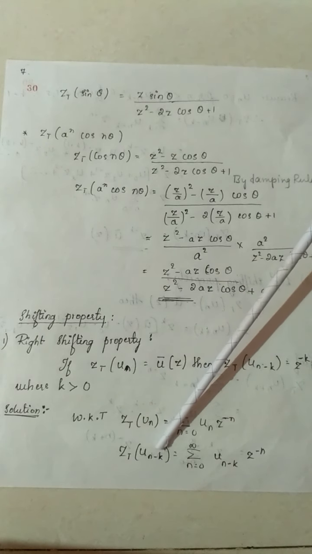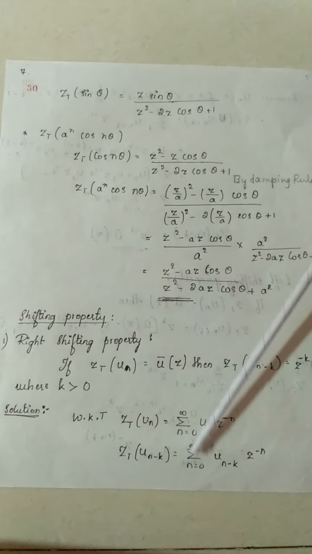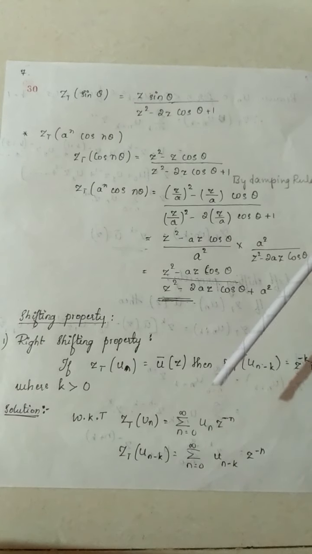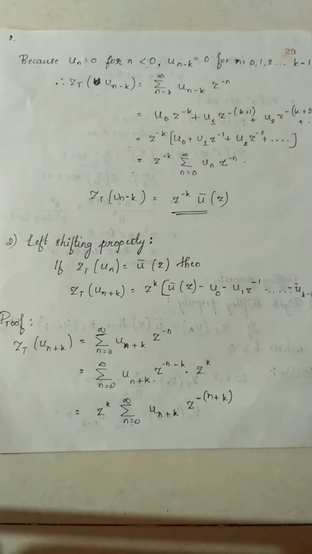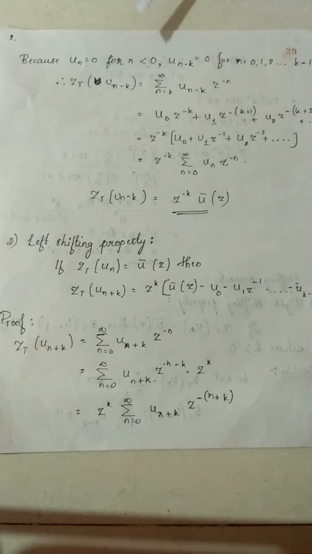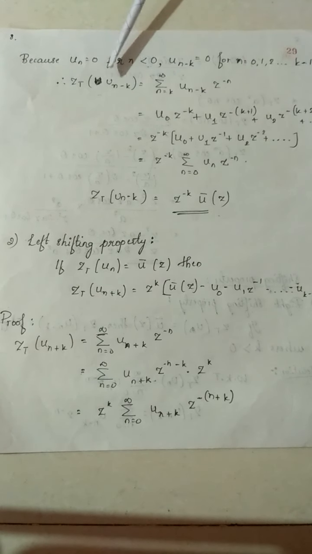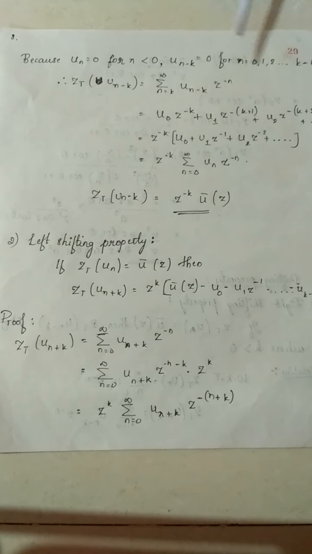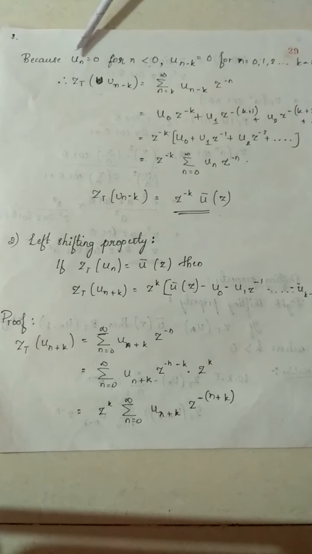Similarly, Z transform of un minus k is nothing but summation n is equal to 0 to infinity un minus k z raised to minus n. Now, since un is equal to 0 for n less than 0, un minus k is equal to 0 for n is equal to 0, 1, 2 and so on till k minus 1. Therefore, Z transform of un minus k is equal to summation n is equal to k to infinity. Why? Because for a negative suffix, that is n less than 0, un will be 0. Therefore, un minus k will also be 0 for n is equal to 0, 1, 2.